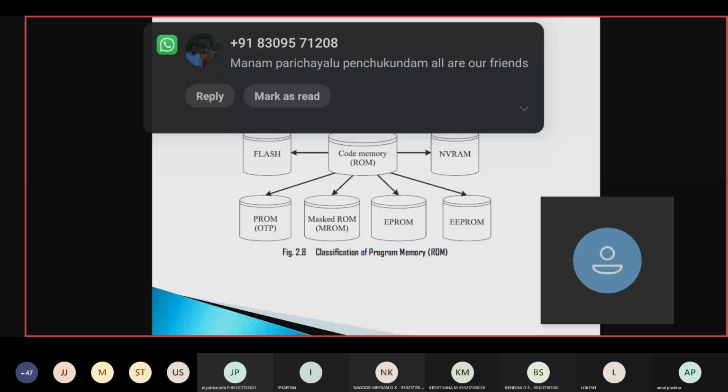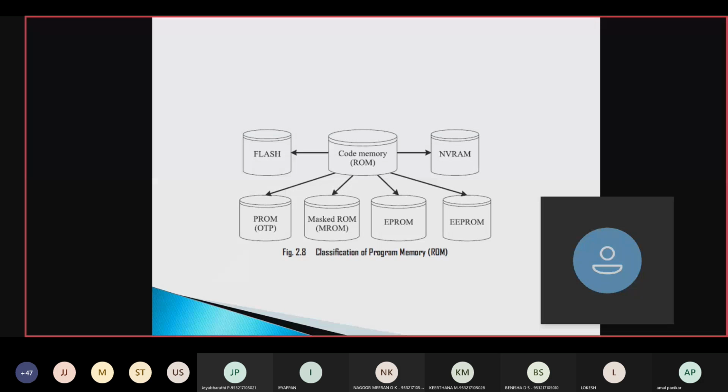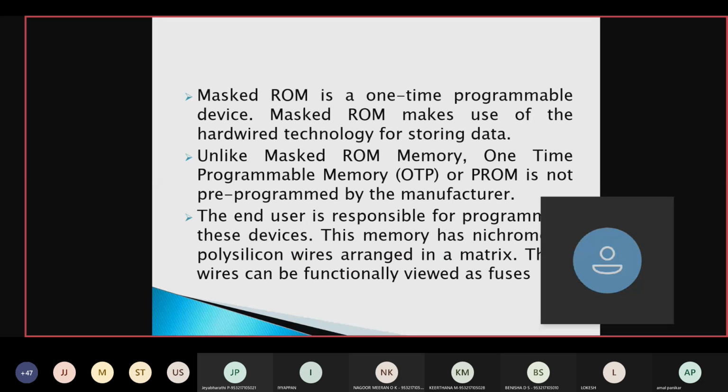For example, if I go for the masked ROM, MROM, this is one type of programmable device. Masked ROM makes use of hardware technology for storing the data, so the data is permanently stored. It is utilized for factory programming. In normal terminology, if I take a laptop, it is called BIOS programming.